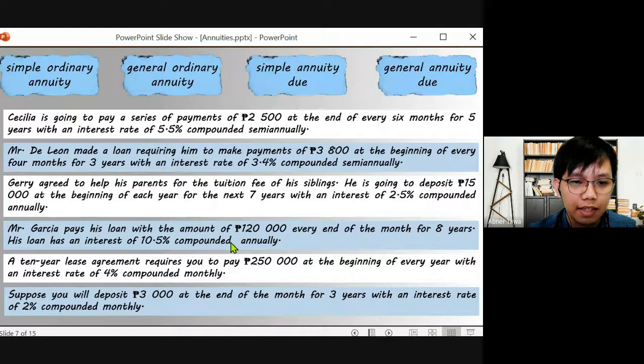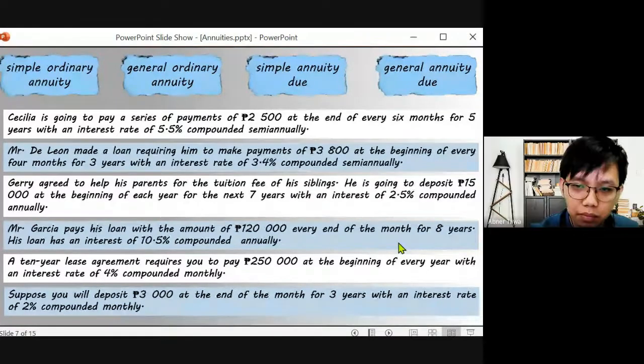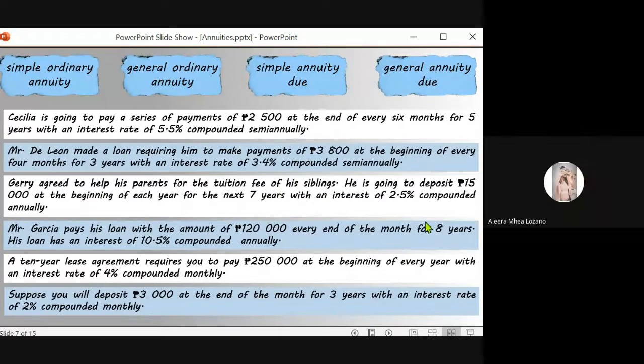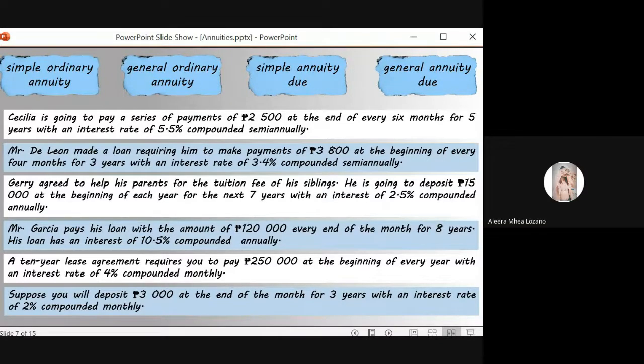Okay, thank you. Next, let's have here number 4. Okay, Miss Lozano. Number 4. Lozano, Mr. ba tayo, Garcia? Correct. Yes, ma'am. Yes, sir. Okay, continue. Mr. Garcia pays his loan with the amount of 120,000 every end of the month for 8 years. His loan has an interest of 10.5% compounded annually.